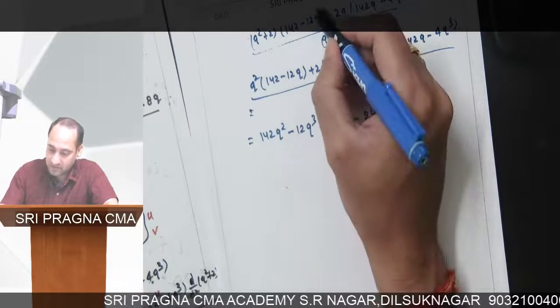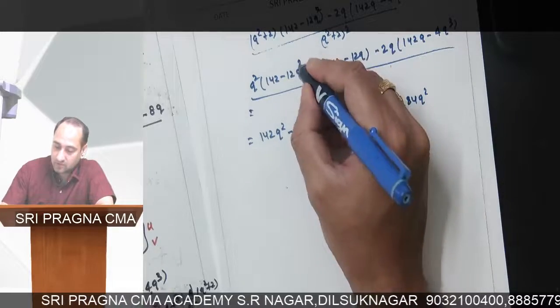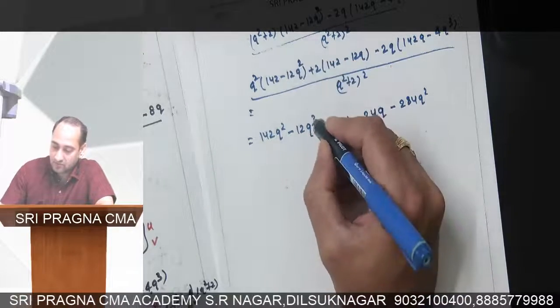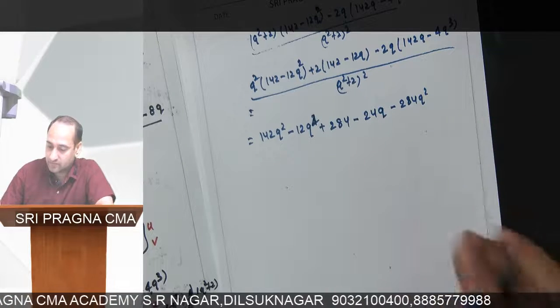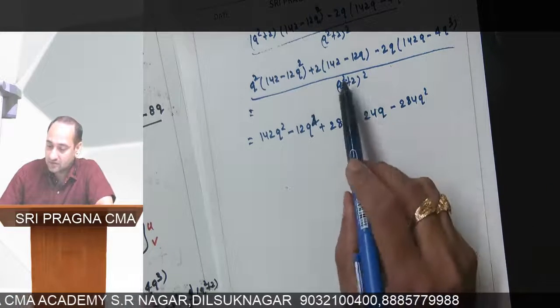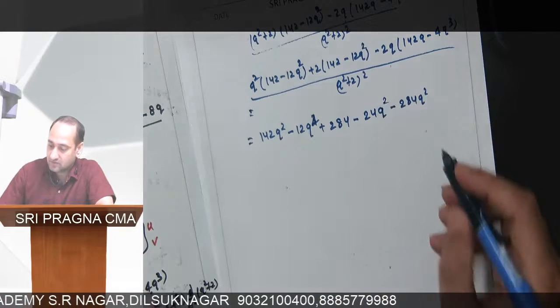12 q square is there. Okay. Yes, thank you. 2 square is there. Okay, so 4, right? Okay na? This side? ये वाला? Okay, so 24. This one?